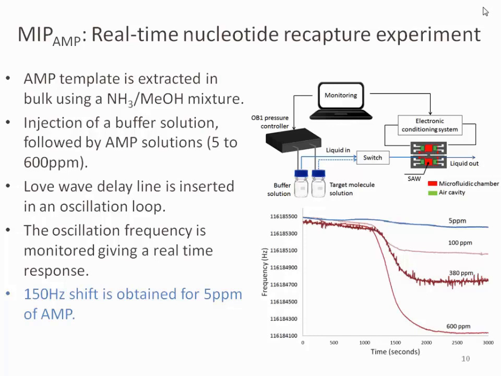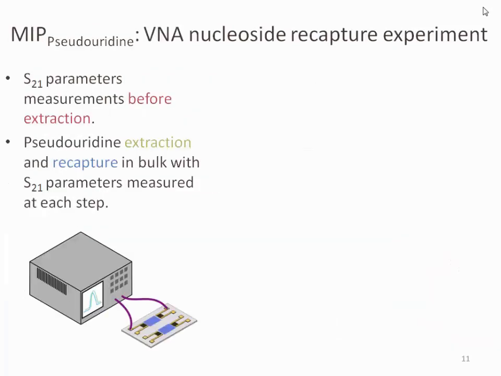So we start here with the buffer solution, and then we inject the AMP containing solution at different concentrations. So you can see clearly some increasing frequency shifts depending on the concentration, obviously. And for the lowest concentration we have tested here for the moment, at 5 ppm AMP, we obtained a 150 Hz shift, which is quite small but still measurable for our electronics. Moving on to the real case scenario, which is for pseudouridine.